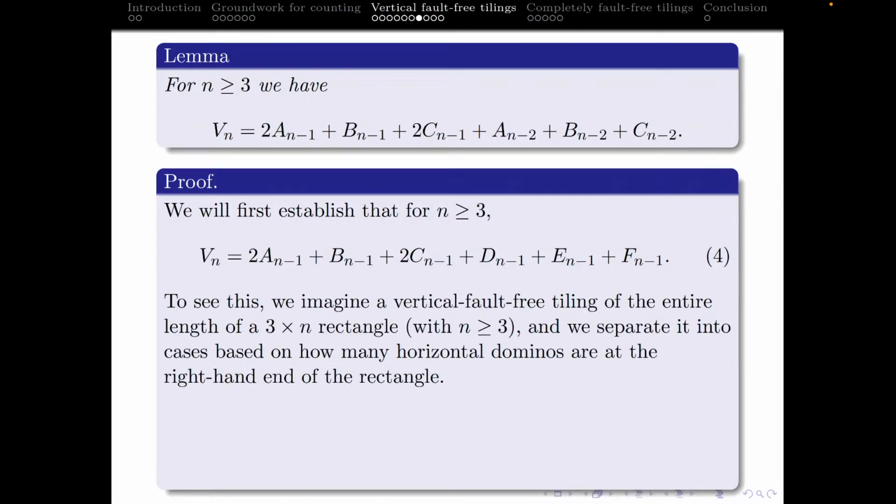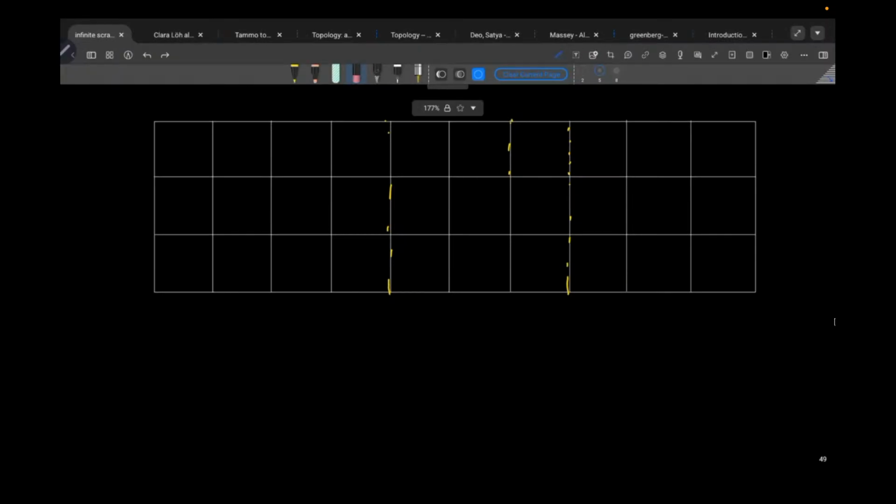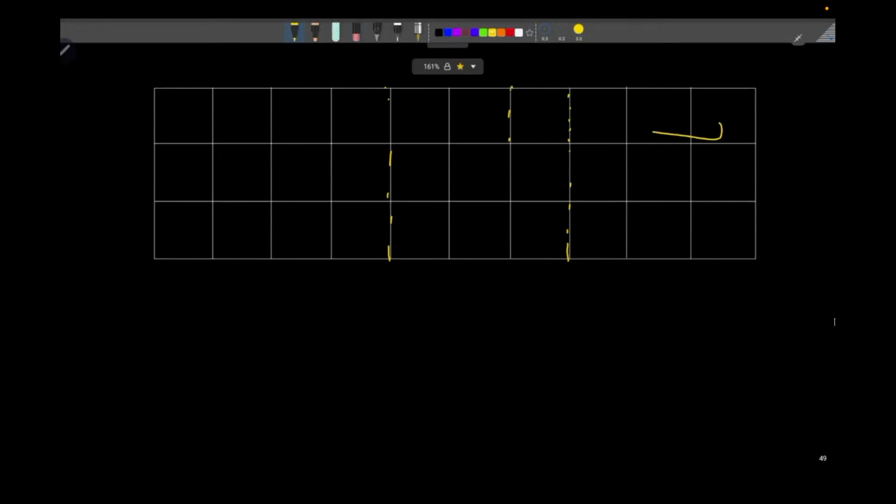Suppose we have a vertically fault free tiling of this board. We cannot have 3 dominoes here like that, because that would generate a fault right here. We cannot have a square here either, or just vertical dominoes. So we have to have at least 1 horizontal domino going right there.